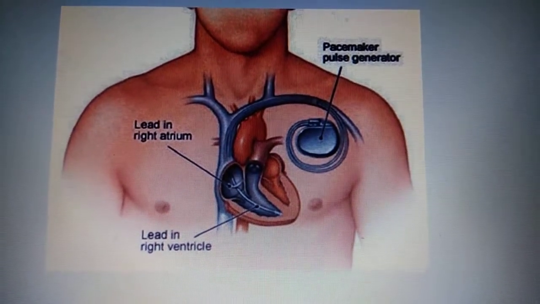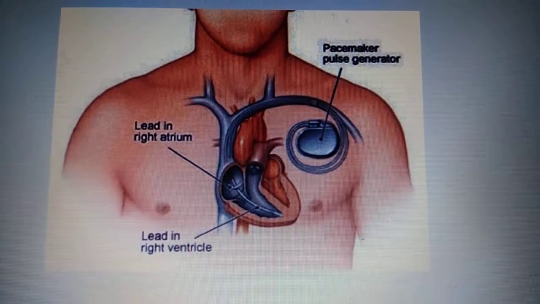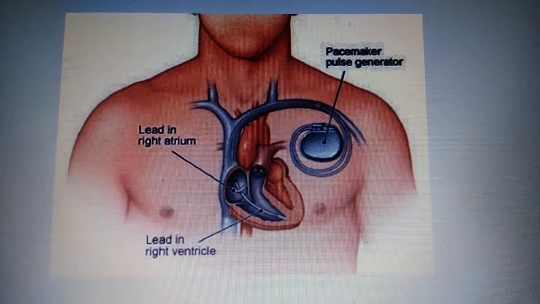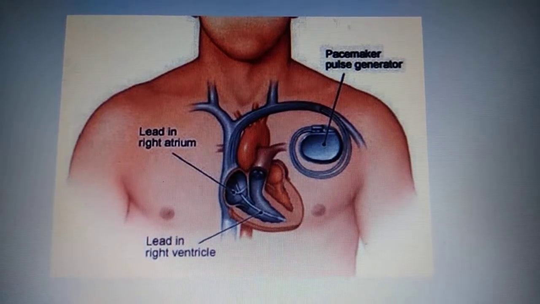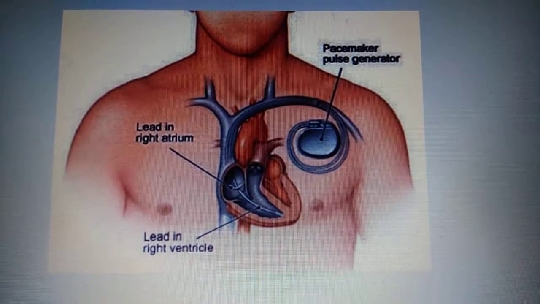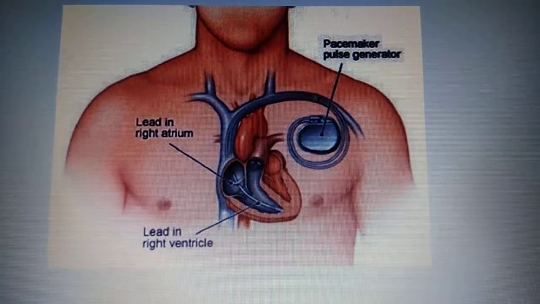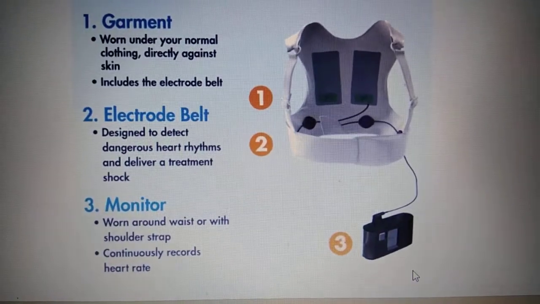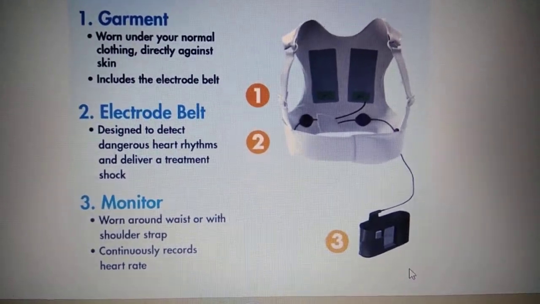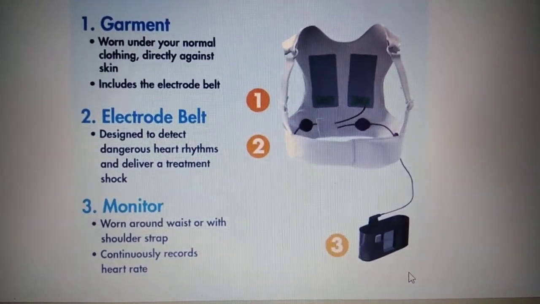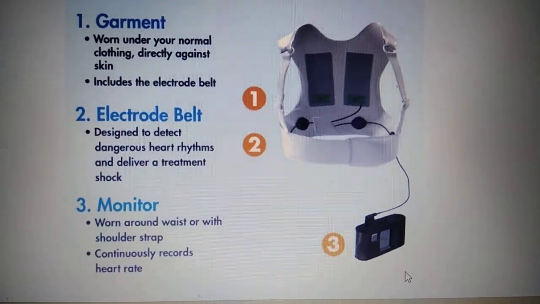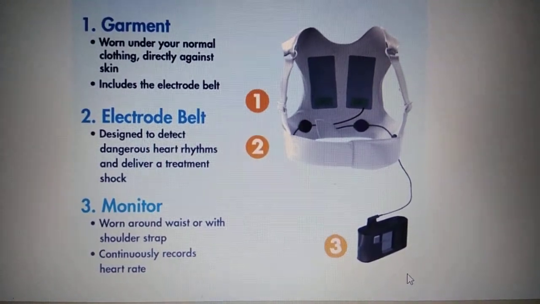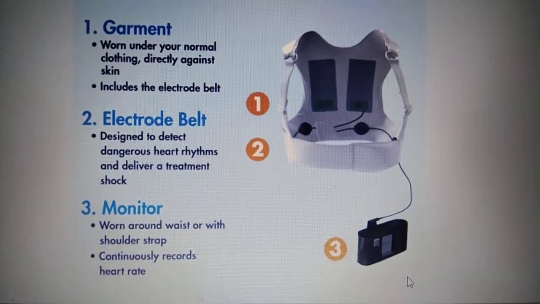This is the second type, the pacemaker, which is an implantable cardioverter defibrillator. It is called ICD because it is an implanted cardiovascular defibrillator. And this is the last one, the third one, the wearable cardiovascular defibrillator. It is not implantable, it is a wearable defibrillator.